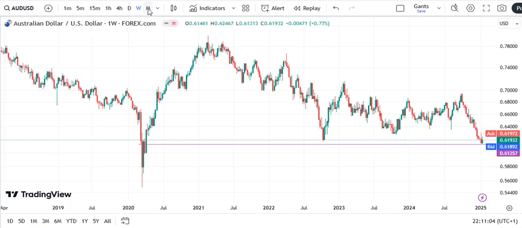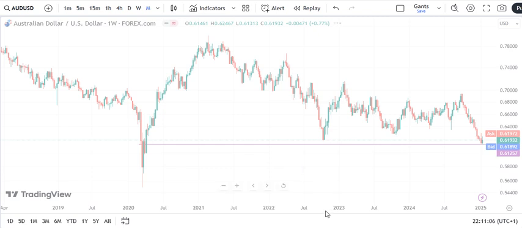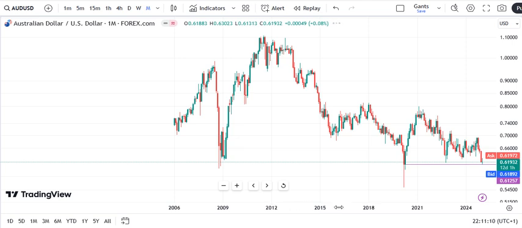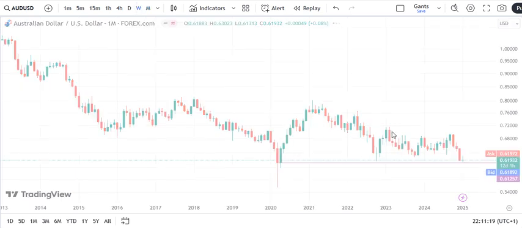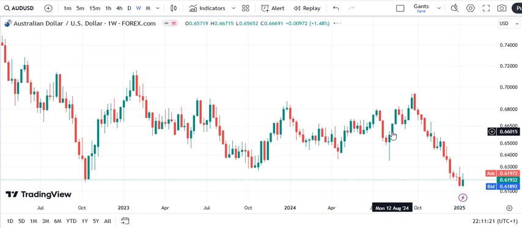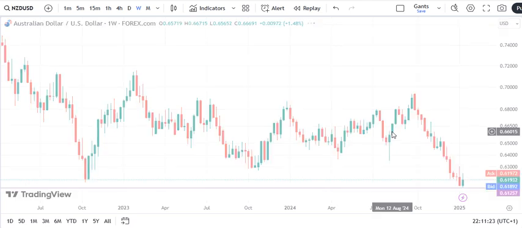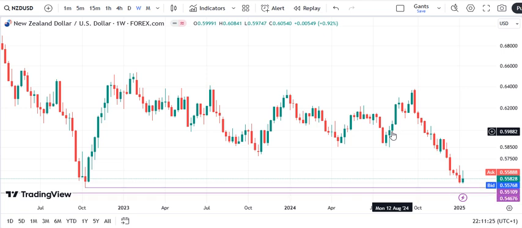This level should be a monthly, yes, the rejection block on the monthly time frame. That's where I expect price to get to. So I'm expecting downside movements on AUD USD and NZD USD.